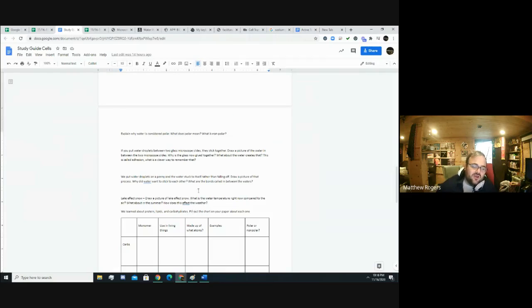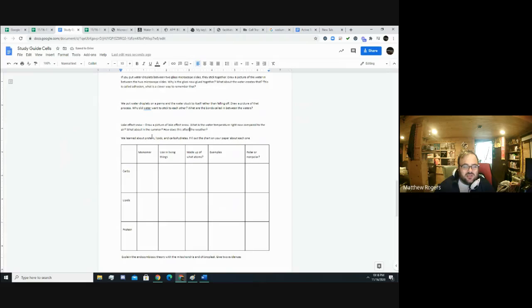Lake effect snow. Draw a picture of lake effect snow. What is the weather temperature right now compared to the air? What about in the summer? How does this affect the weather? So in the winter, the lake is warmer than the air, and so it's going to give off moisture, and it creates clouds and snowstorms and things like that. During the summer, the lake is colder than the air, and so therefore it cools off the area around the lake to be colder than the area further away from the lake.